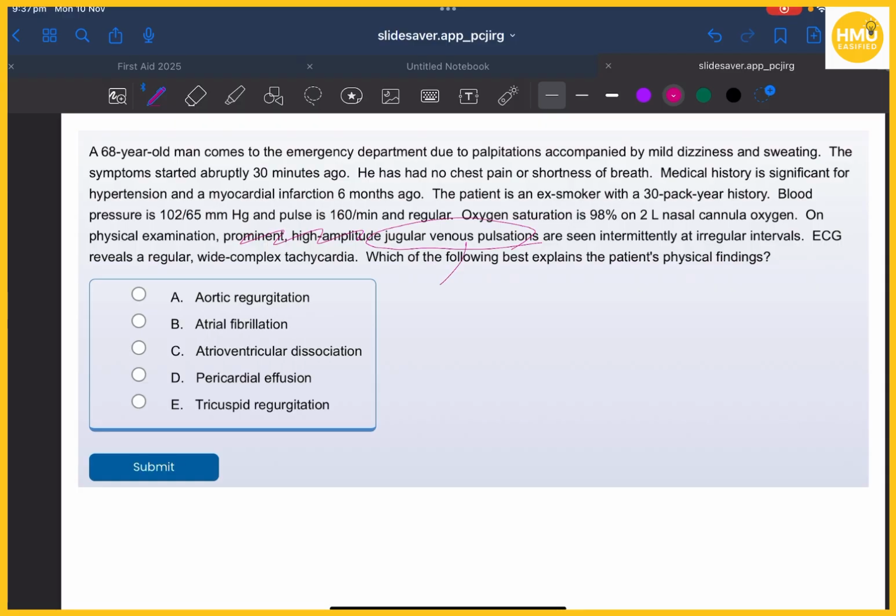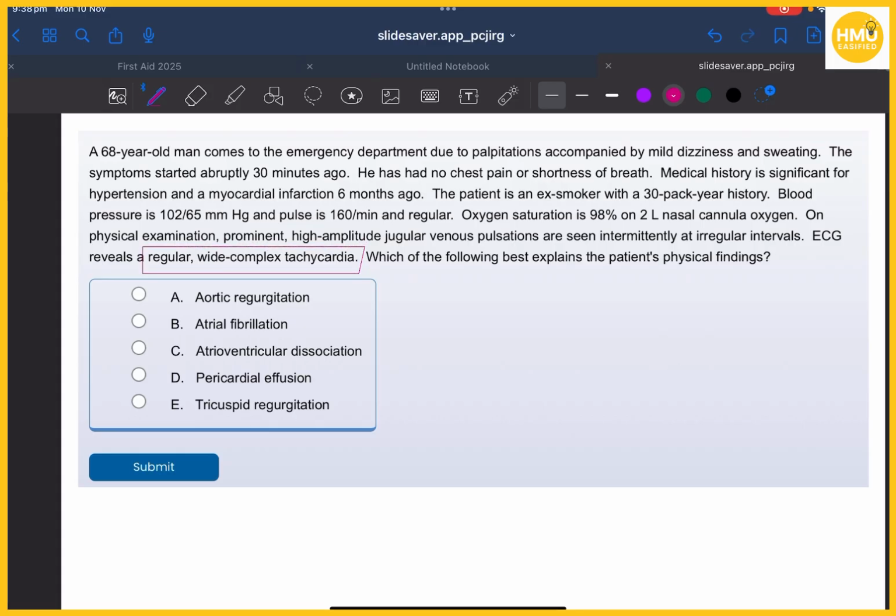Which may occur per se, that this patient actually has cor pulmonale, or maybe he has left ventricular failure causing backflow to the lung and backflow to the right ventricle causing right ventricular heart failure as well. ECG is what matters here, definitely. He's telling us it's a regular wide complex tachycardia. And obviously, this is the landmark of the question.